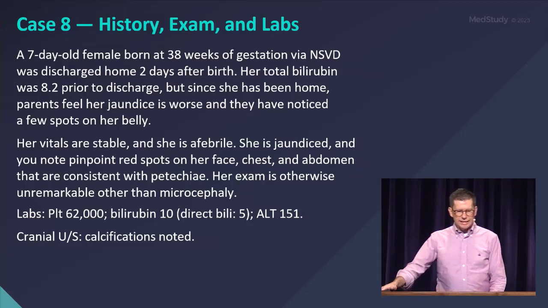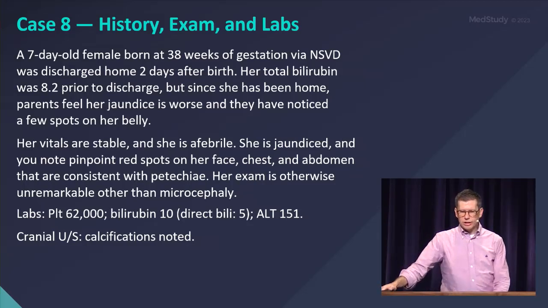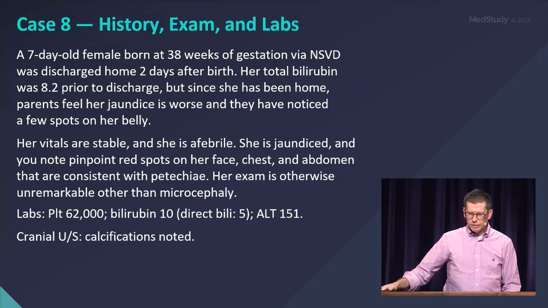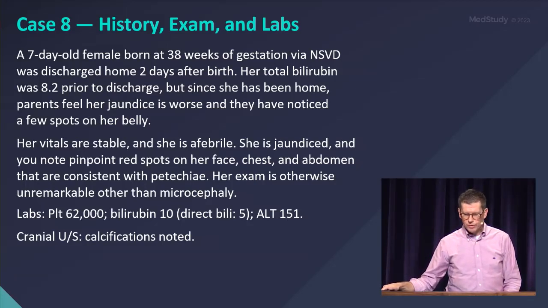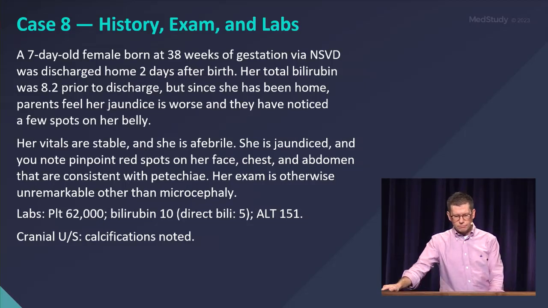Case 8, a 7-year-old female born at 38 weeks gestation via normal spontaneous vaginal delivery was discharged home 2 days after birth. Bilirubin was 8.2 prior to discharge, but since she has been home, parents feel her jaundice is worse, and they have noticed a few spots on her belly. Her vitals are stable, and she is afebrile. She is jaundiced, and you note pinpoint red spots on her face, chest, abdomen that are consistent with petechiae. Her exam is otherwise unremarkable, other than microcephaly.